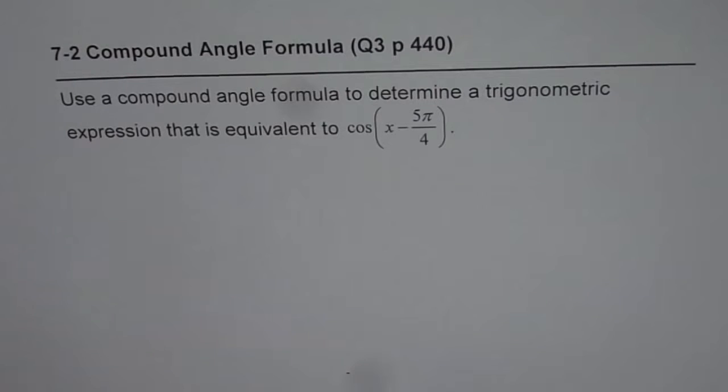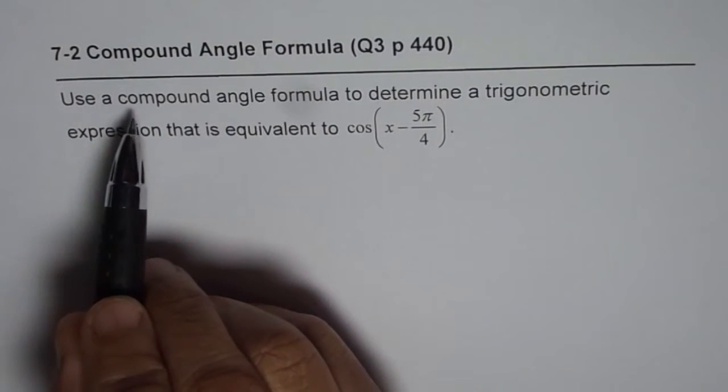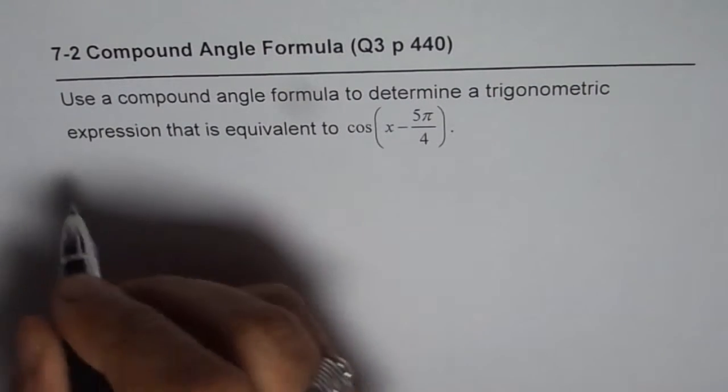Okay, the question here is question 3 from page 440, Nelson Advanced Functions. Use a compound angle formula to determine a trigonometric expression that is equivalent to cos of x minus 5 pi by 4. Now, I hope you remember the trigonometric formula which connects cos. Let me write that formula first.